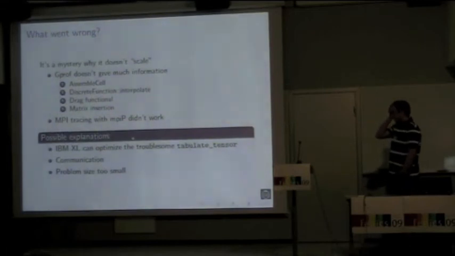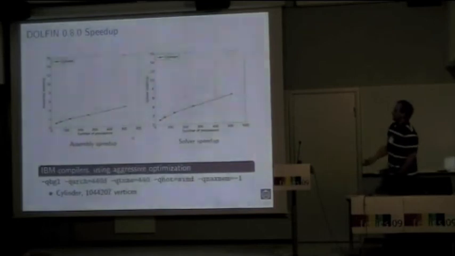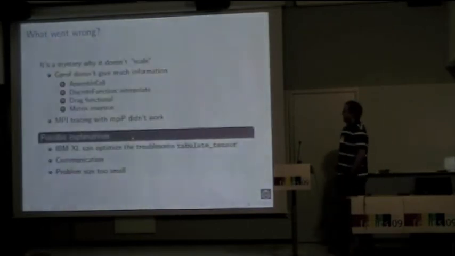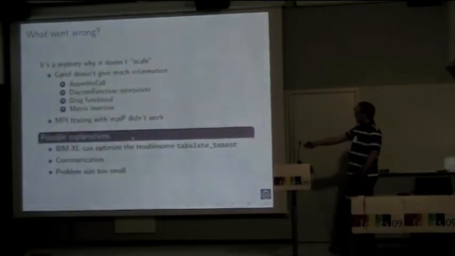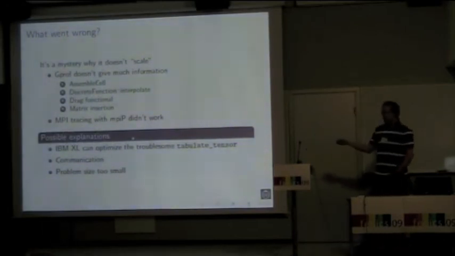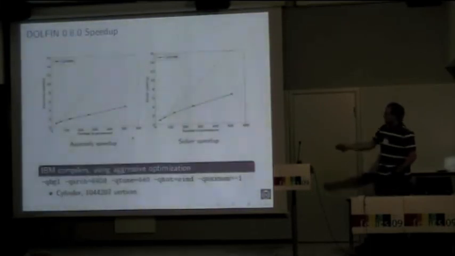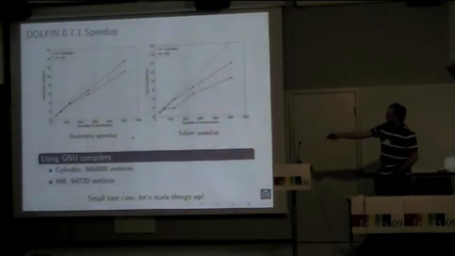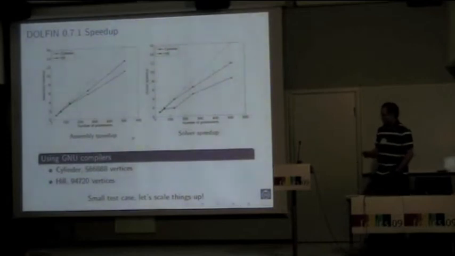But I can probably blame that on a broken node card in the Blue Gene, so that's the reason for these results. No. Okay, but some possible serious explanation here is that the IBM compiler can compile the tabulate tensor, for example, pretty good. And it compiles much faster code than the GNU compilers. Actually, this data point here has the same runtime as this data point here. So you can basically assemble twice the amount of vertices.